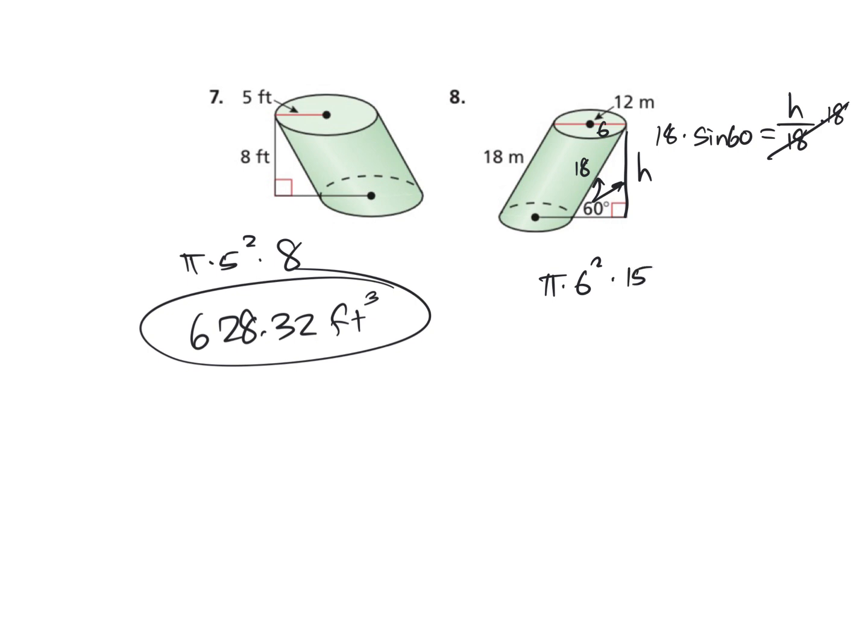18 times the sine of 60 is going to be 15.6. Okay? Times 36 times pi. So 1763.01 cubic meters.